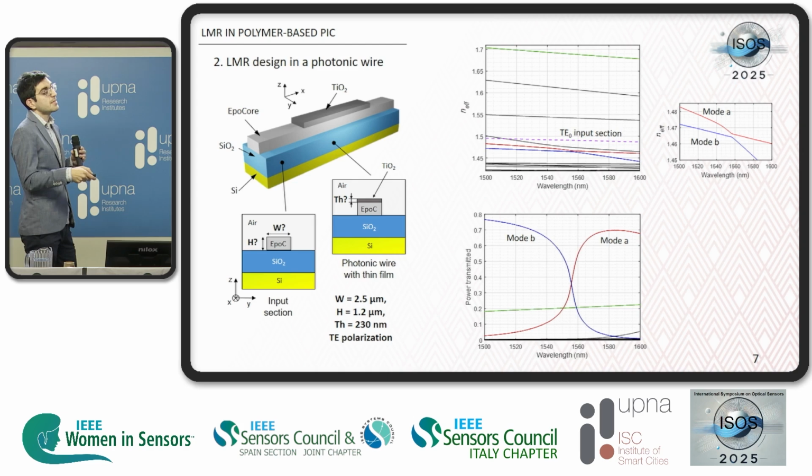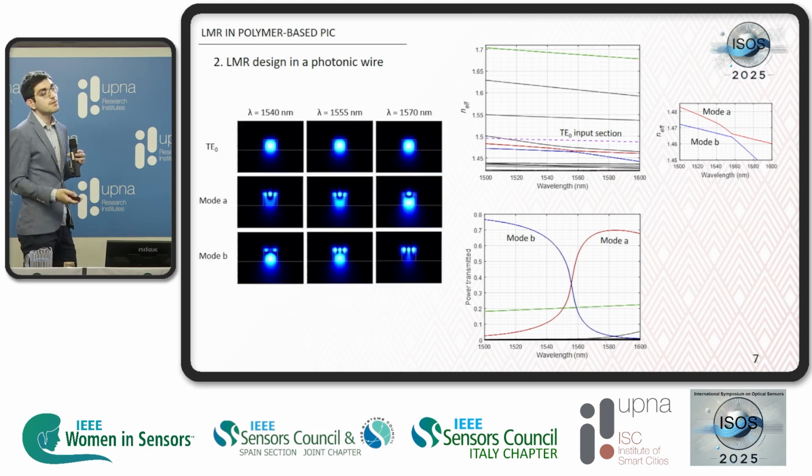This is easy to explain if we see the modal fields of the modes of the different wavelengths. So below the anti-crossing, the mode that has the more similar mode field to the input mode is mode B, more than mode A. This is close, let's say, to the mode that is excited. So most of the power is transferred to mode B. At higher wavelengths than the central wavelength of the anti-crossing, mode A is more similar to the T0 mode, so most of the power is transferred to mode A.